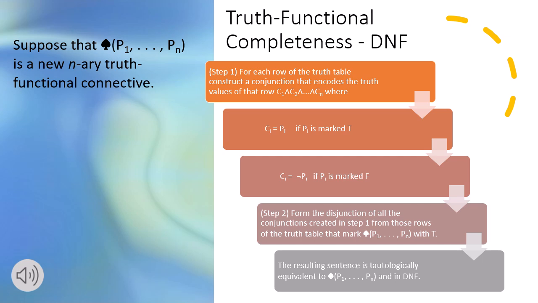I haven't claimed to prove that it's tautologically equivalent, but let's go through an example on the next slide, and hopefully it'll make it apparent why it's tautologically equivalent when you go through this process. And then after we do that, we'll come back and outline the process to find a CNF formula as well.